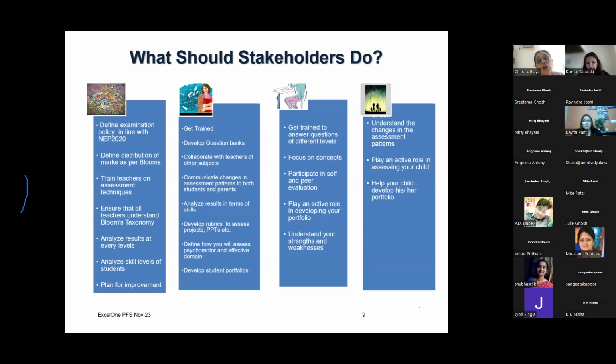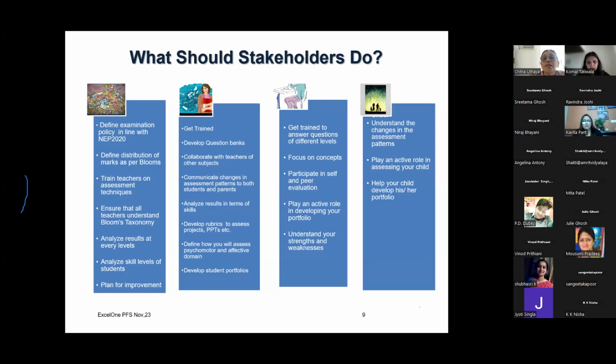You'll need to define how you would wish to assess psychomotor and the affective domain. And you will also need to, along with your students, develop student portfolios because that is going to add to the assessment. Students will need to get trained to answer different kinds of questions. While they may be used to answering certain kinds of questions, they may not be used to answering certain other kinds of questions. So they will have to be trained. The focus is going to be on concepts.